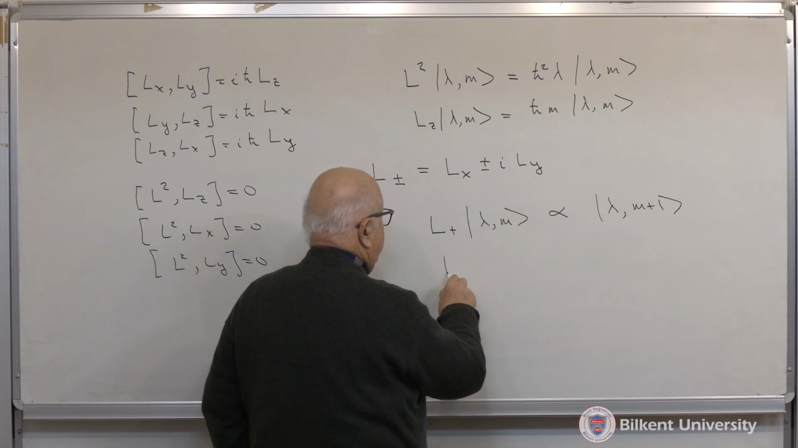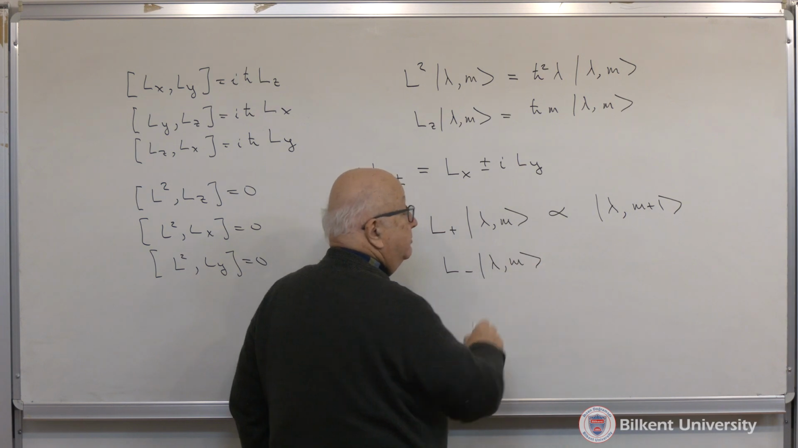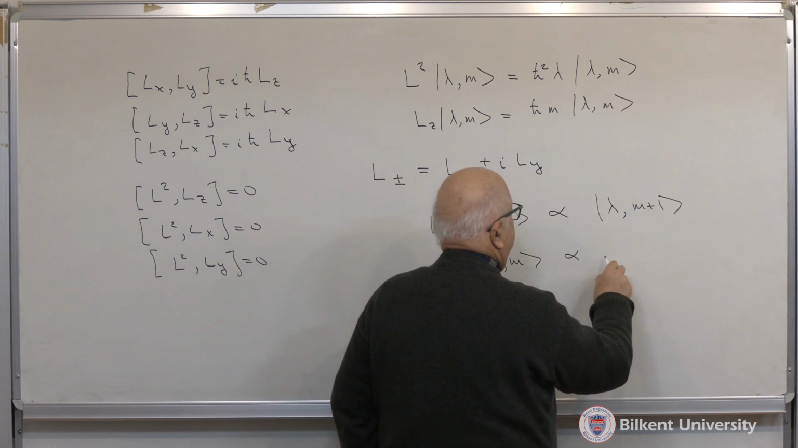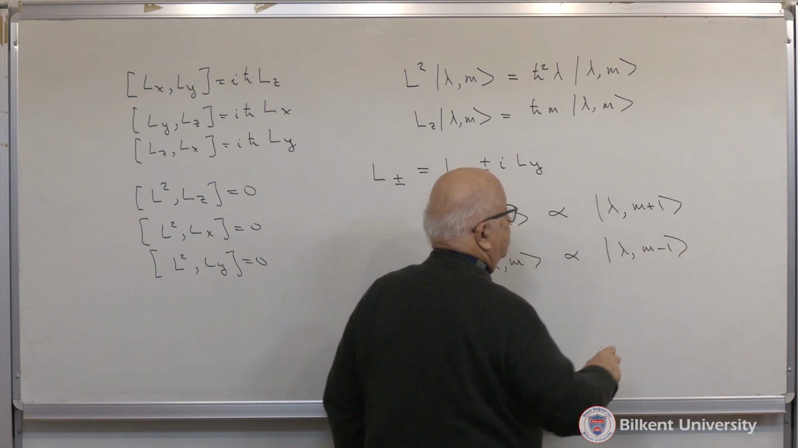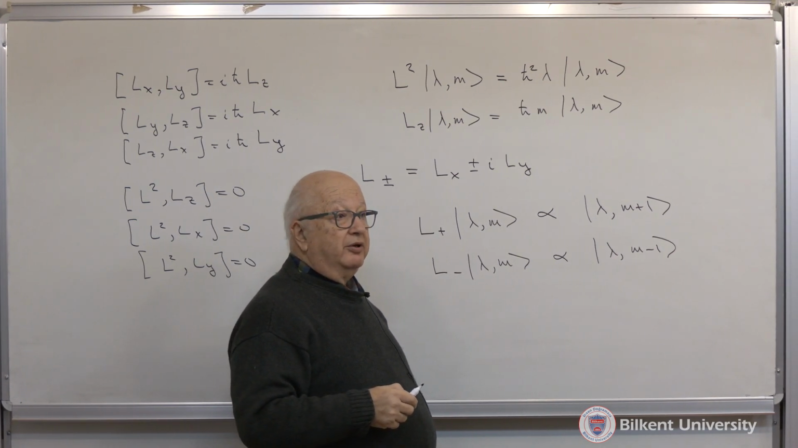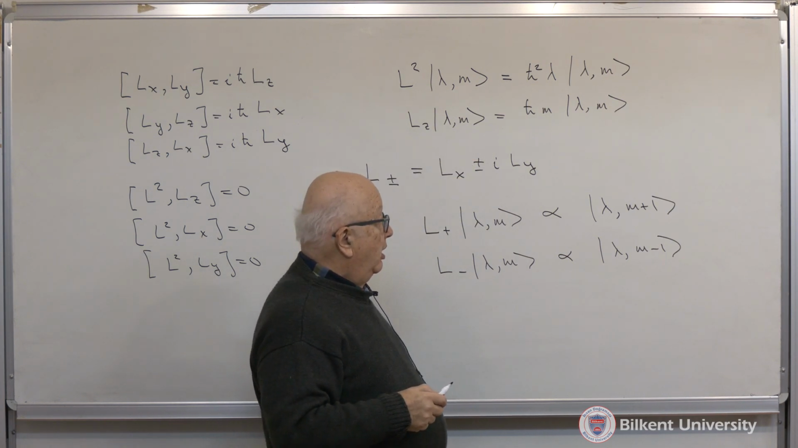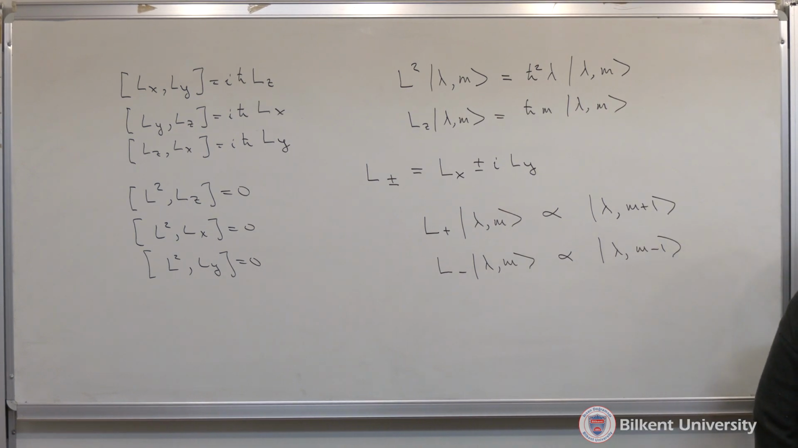And I left this as an exercise to you. I am sure all of you did it, right? L minus lambda m is lambda m minus 1. So it reduces the Lz eigenvalue by an amount 1 h bar. So we have this energy structure.